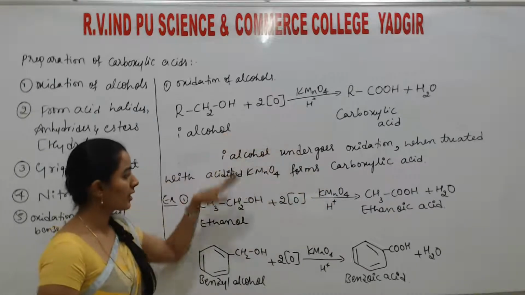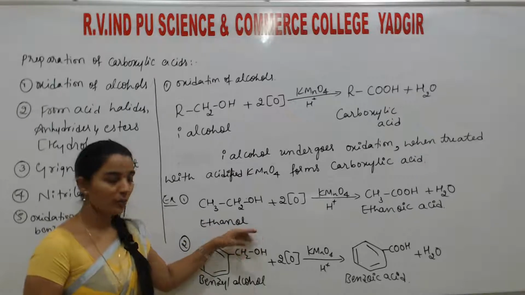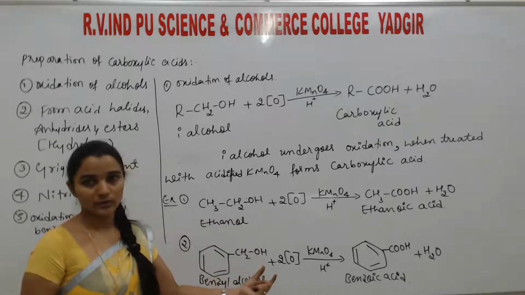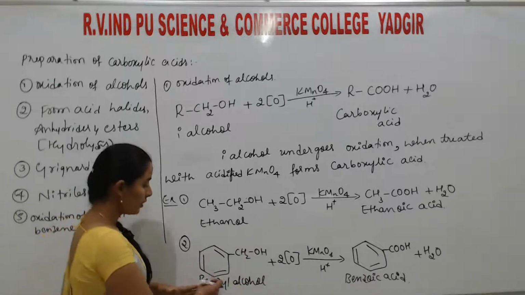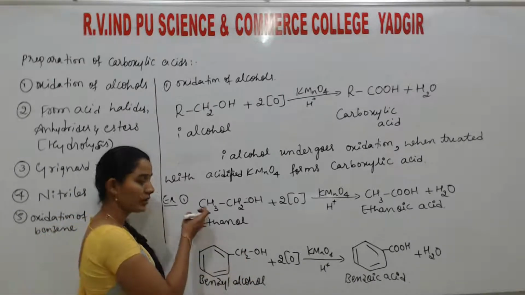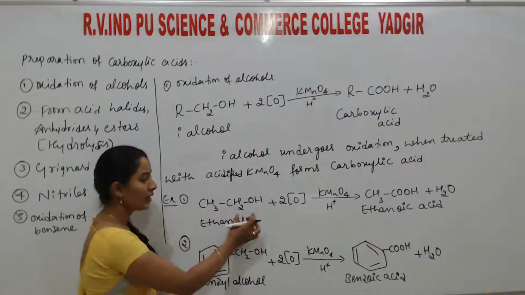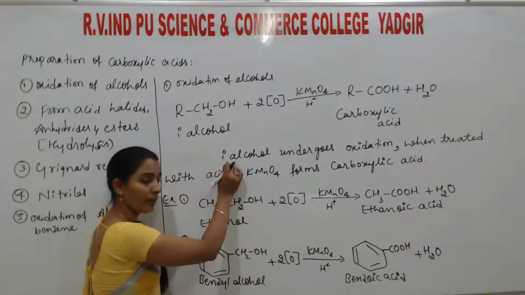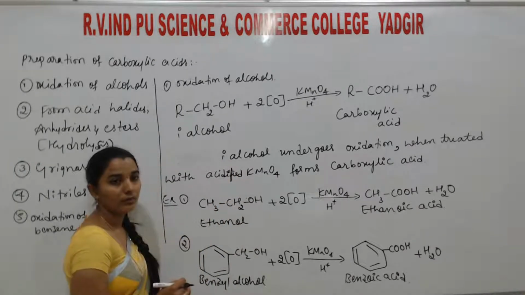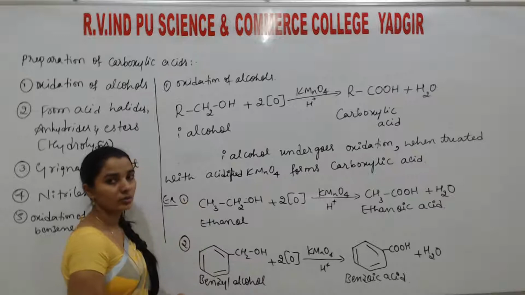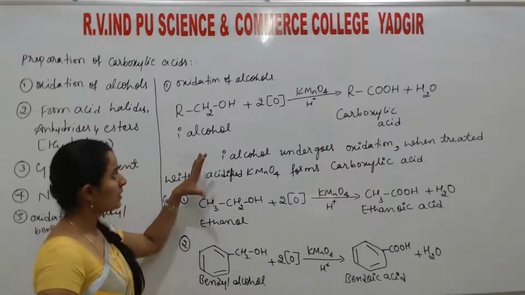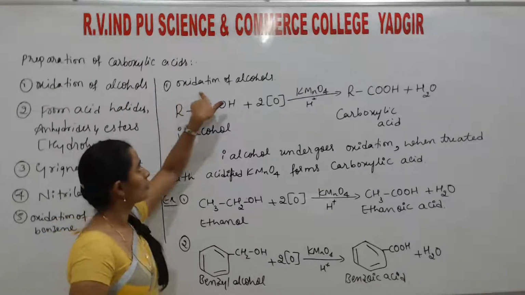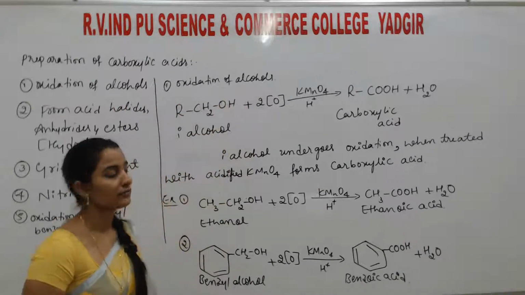So this is the general reaction. This is the example for alkyl compounds, meaning alkyl substituents. This is for aromatic substituents. No matter if any other CH3 is there, or any other further groups are there, the reaction takes place only here. So it is CH2OH and must be a primary alcohol. Then only we can remove H2. So this is the first preparation of carboxylic acid, from the oxidation of alcohols. First method, this one.